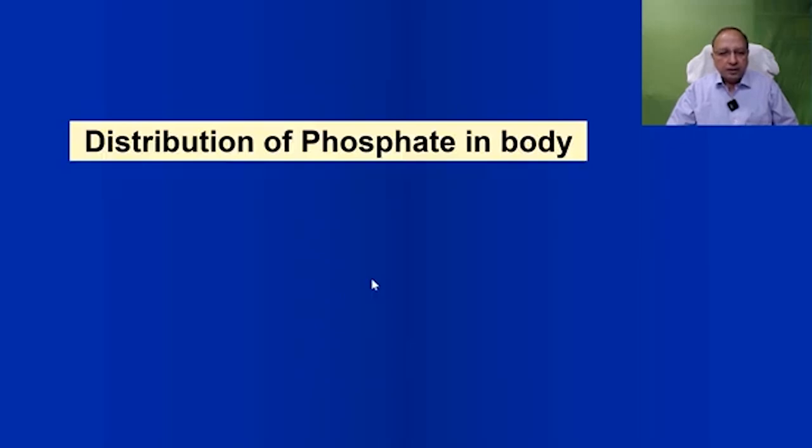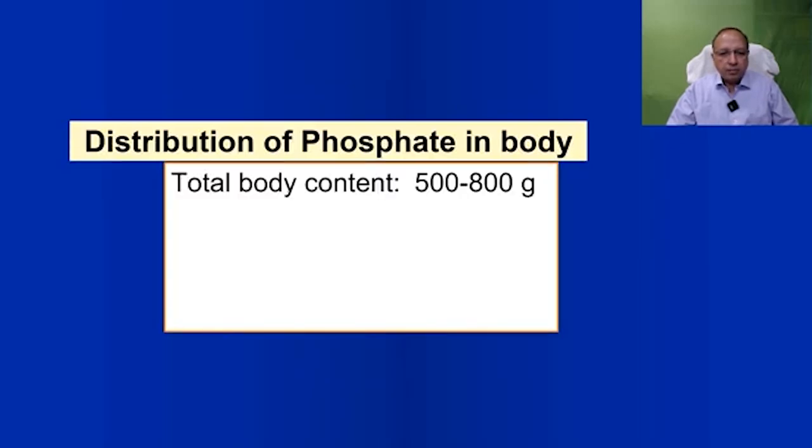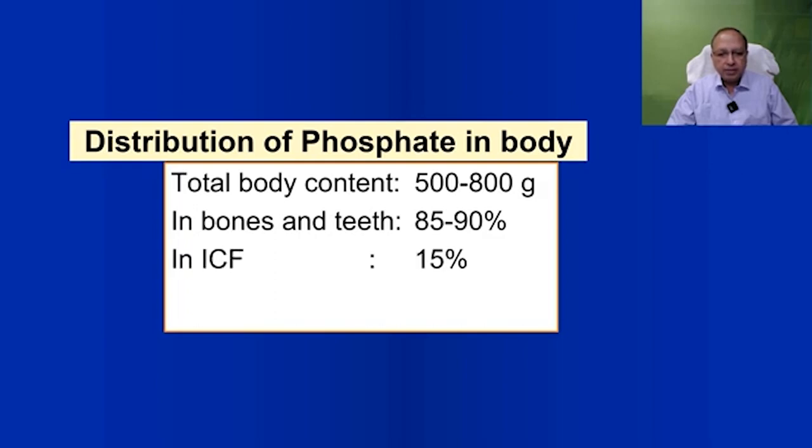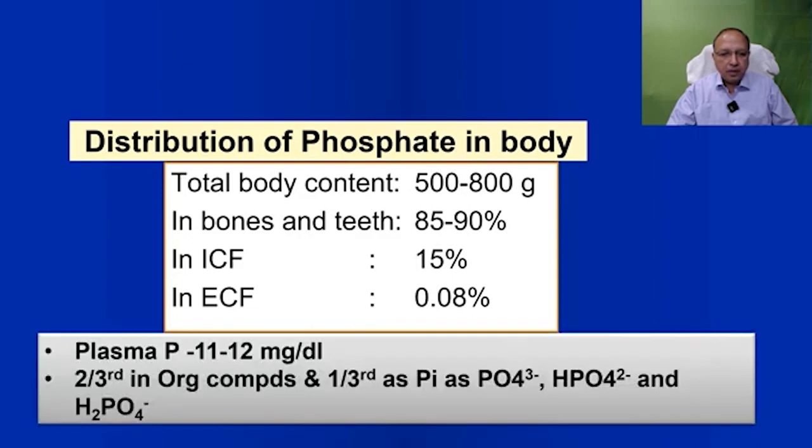Coming to distribution of phosphate in the body, the total body content is roughly 500 to 800 grams. In bones and teeth, it is roughly 85 to 90%. In intracellular fluid, roughly 14%, and in the extracellular fluid, 0.08%. So phosphate is primarily located intracellularly. Then the plasma phosphate level is 11 to 12 milligram percent. 2/3 of it is present in organic compounds and 1/3 as inorganic phosphate, which is HPO4 2- and H2PO4-.